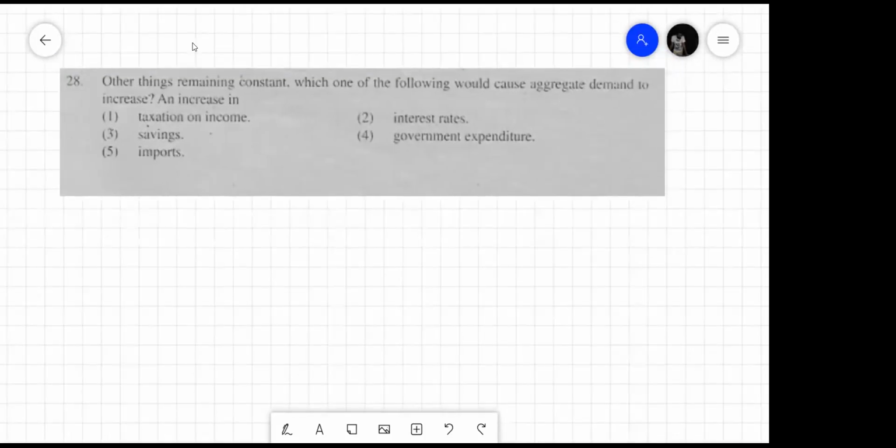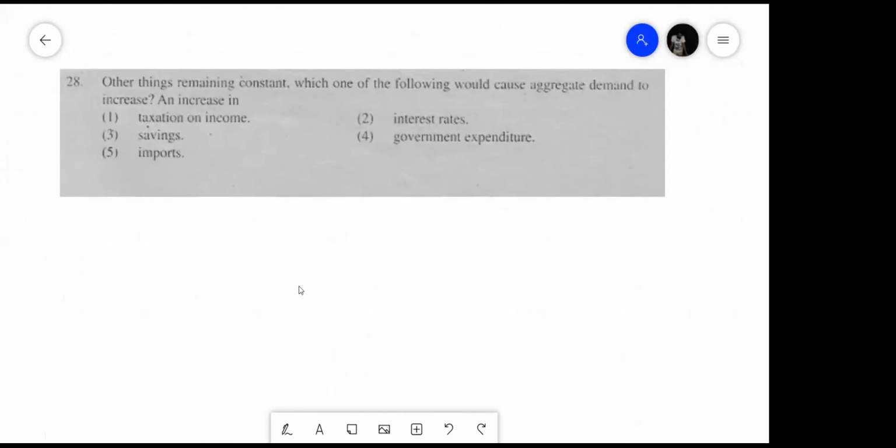Question 28. Other things remain constant, which of the following would cause aggregate demand to increase? This is a very easy one, guys. So aggregate demand, AD, is equal to what? AD is equal to C plus I plus G plus X minus M, right? So which of these will cause an increase in aggregate demand?